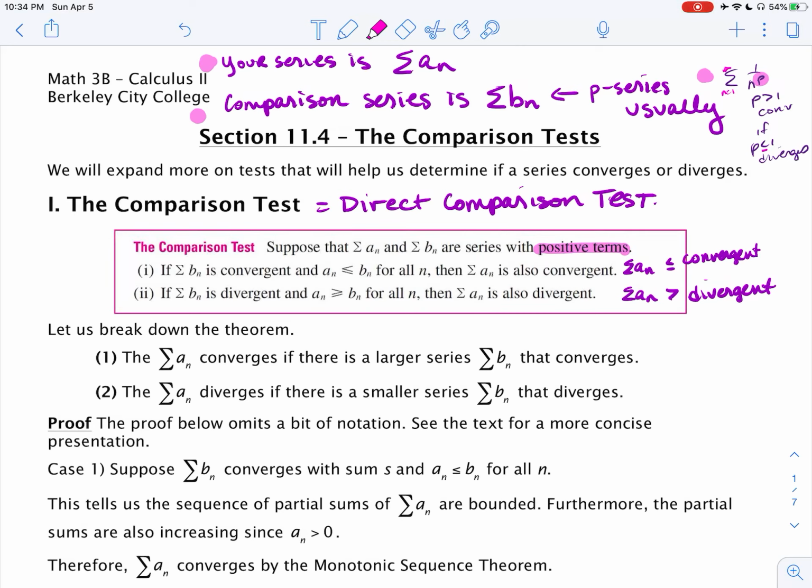Let's take a look at the criteria here for the comparison test. Suppose your series and the one that you're comparing to are series with positive terms. The first test is that if the comparison series is convergent and your series terms are smaller than or equal to the b sub n, then your series is also convergent. The second criterion is that if the comparison series is divergent and your series terms are bigger than or equal to it, then your series is divergent.